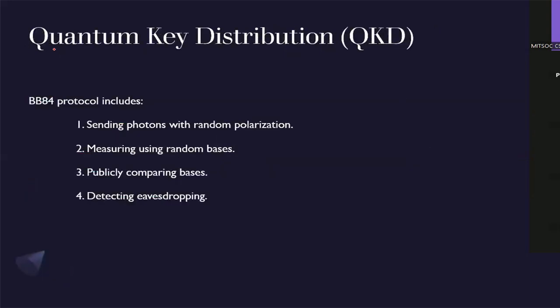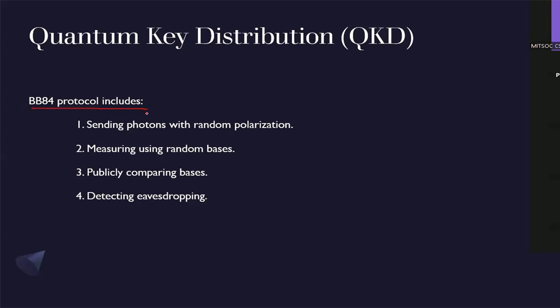So talking about quantum key distribution, as I said, for the quantum key distribution we use these two protocols, E91 and BB84. We'll see in detail what this particular protocol includes, how it is going to work, and how we are able to compare the keys or detect eavesdropping.